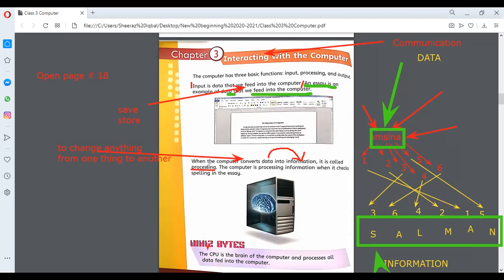Okay, so when the computer converts data into information, it is called processing. The computer is processing information when it checks spelling in the essay. Now when we type something on the computer and the spelling is wrong, the computer will check whether the spelling is correct or wrong. So this checking is basically done by the processing of the computer.